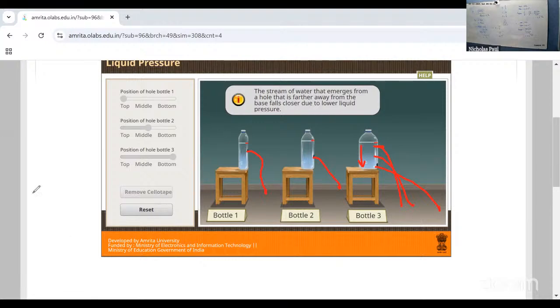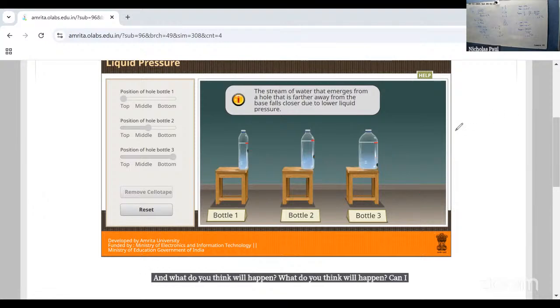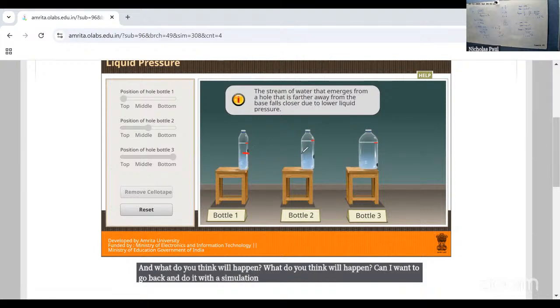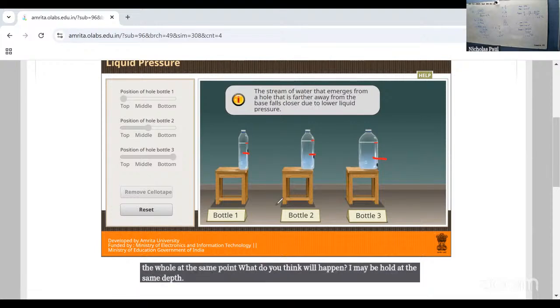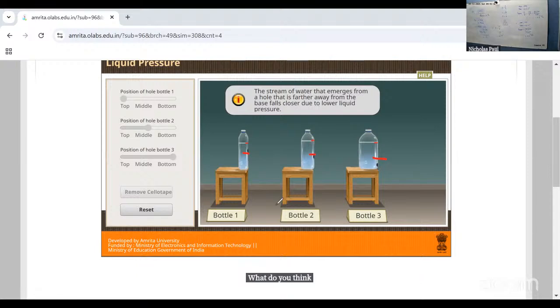What do you think will happen? I kind of want to go back and do it with this simulation. If I made the hole at the same depth, what do you think will happen? It will be the same pressure. So it means that the water will go out the same. Are you okay with that? Yeah. So at the same horizontal depth, pressure is the same. At different depth, pressure will vary, right?